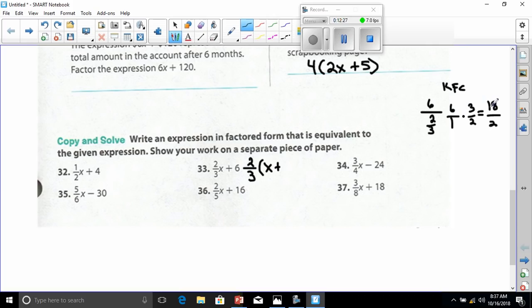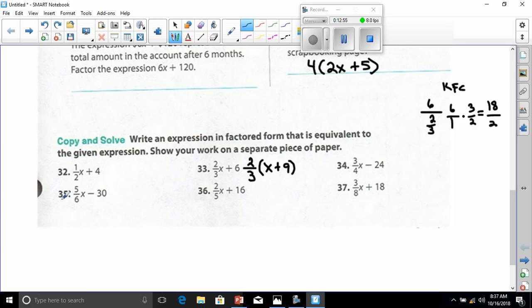6 times 3 is 18. 1 times 2 is 2. Every fraction is really a division problem. 18 divided by 2 gives me 9. So let's see if that works. Well, if I take 2/3 of 9, well, that's 9 times 2, which is 18, divided by 3. That gives me 6. Perfect. So our expression that is equivalent will be 2/3 times x plus 9.